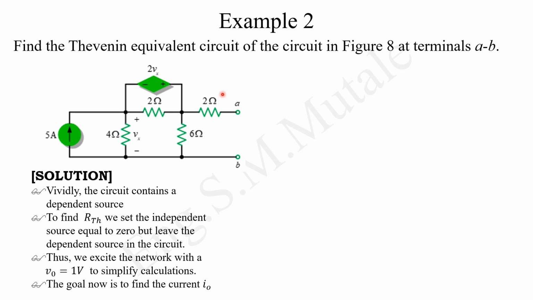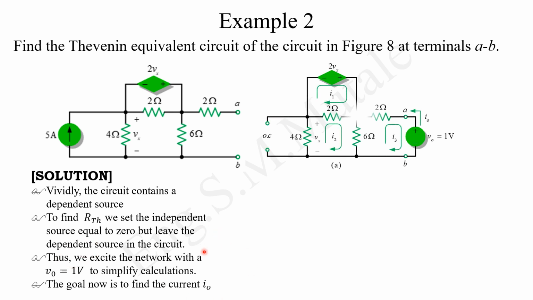So from our circuit, which is this one here, we can see that the circuit contains a dependent source, which is this one. To find the RTH, we'll set the independent source equal to 0, just like I said. And then we'll excite the circuit with V0 as 1 volt, which will just make us simplify calculations, but this can be anything. But our role is to find I0, which is this one here.